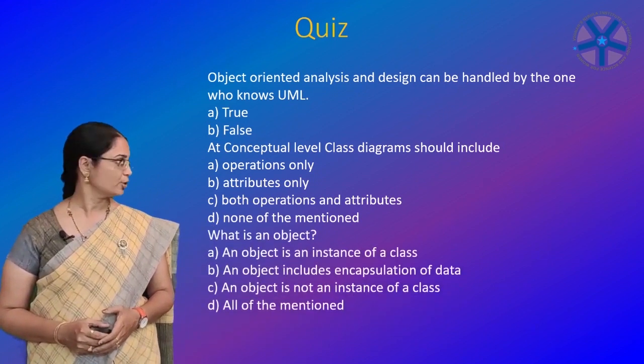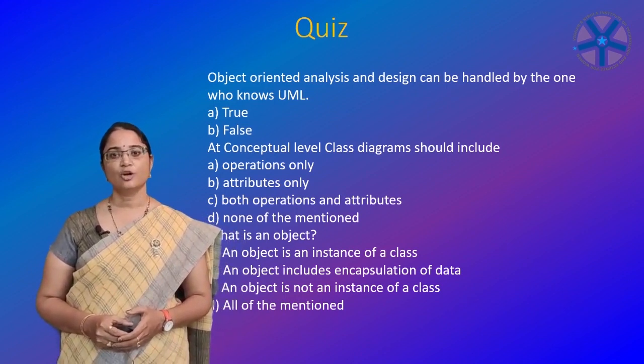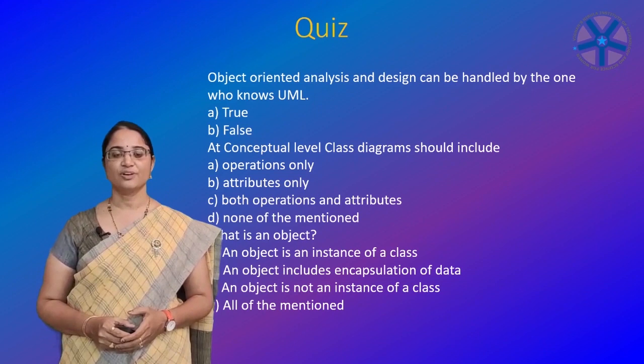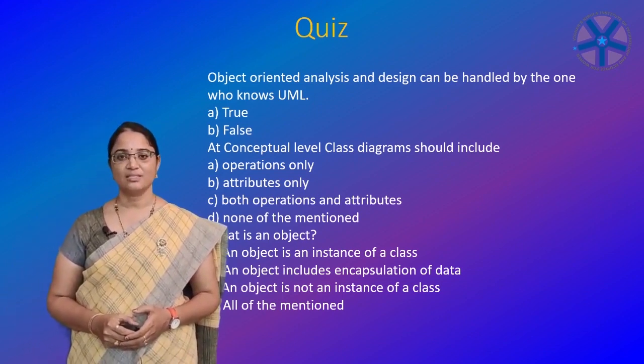Next, what is an object? We all know that an object is an instance of a class. An object includes encapsulation of data. An object is not an instance of a class, all the mentioned. So, an object is an instance of a class.